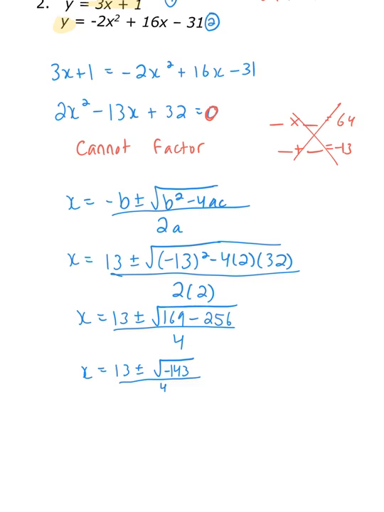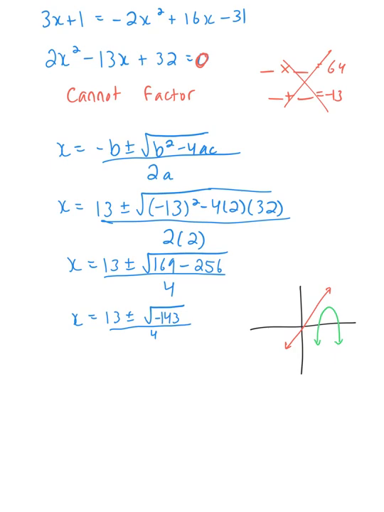So in context of this problem, this means that the parabola and the line will not intersect. So it would look something like this, where you can see that the line and the parabola will not meet. Therefore, it's impossible to solve for solutions because there are none.